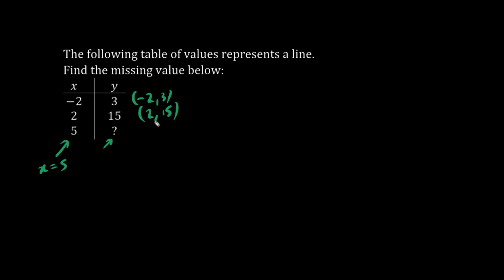We have 2 points, so we can find the line equation. The slope is rise over run, or 15 minus 3, subtracting the y values, over 2 minus -2, subtracting the x values. So we have 12 over 2 plus 2 is 4, which is 3.